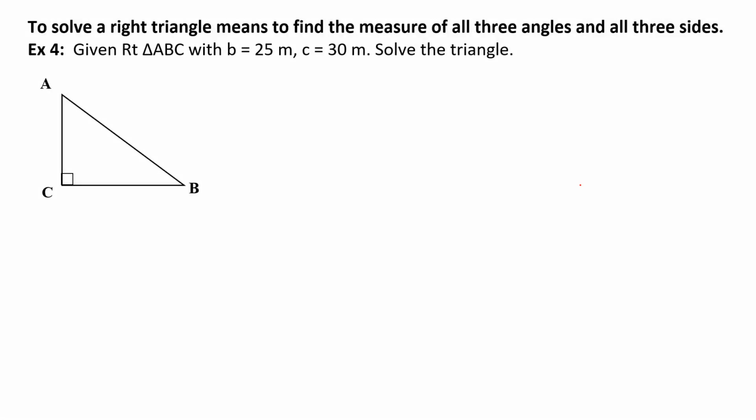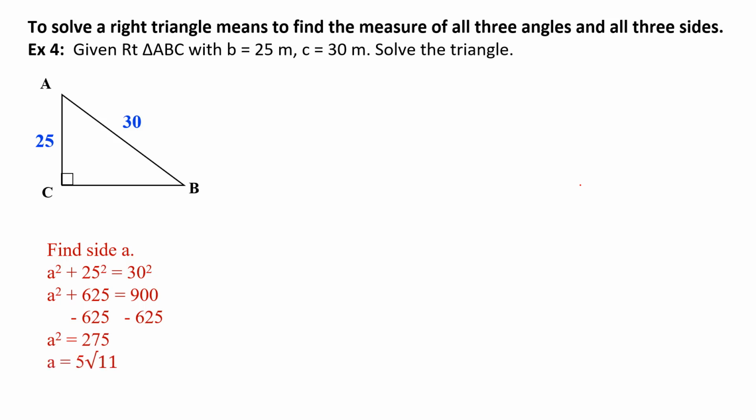To solve a right triangle means to find the measure of all 3 angles and all 3 sides. This example says, solve the triangle. So I'm going to start by labeling. We're in a similar situation to what we saw before, but I don't know the angles inside. There's still a third side out there. Doesn't matter where you start. I started with side A. All I did was some Pythagorean theorem to find side A.